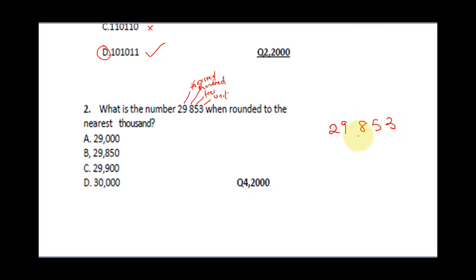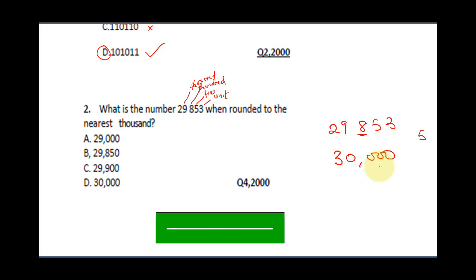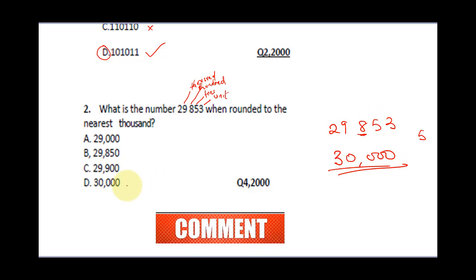So when we have 29853, we're going to look at the number next to the thousand, which is the hundreds. Since this number is above 5, we are going to approximate this place. Then once we approximate here, we'll add that one here. This is going to change to 30,000. So the correct answer is 30,000 rounded off to the nearest thousand. So the correct answer here is D. So I'll circle my D.